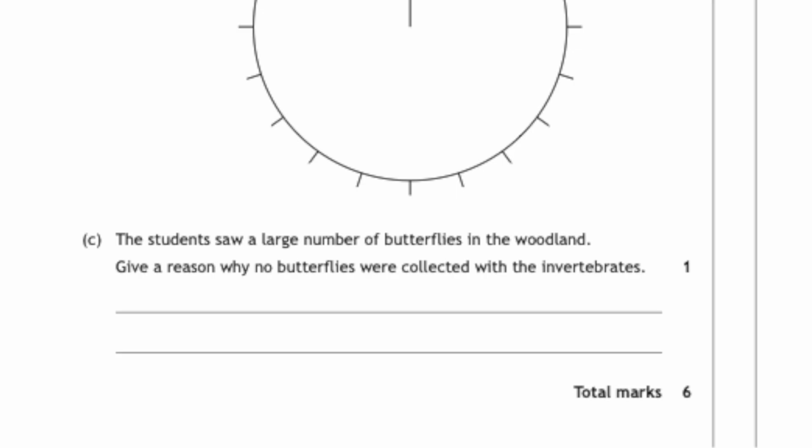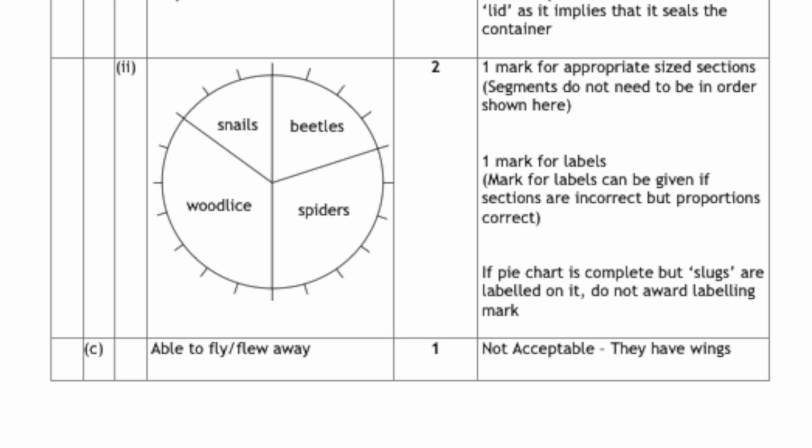Finally, there's one more question in this bit. The students saw a large number of butterflies in the woodland. Give a reason why no butterflies were collected with the other invertebrates. That's just creepy crawlies. Okay, and what they're looking for there is they flew away. Now, they would not accept butterflies have wings. That doesn't tell you why they're not in the tub. That just tells you butterflies have wings. You have to say that the butterflies flew away, and that's why there aren't any in the sample tray. And that was how to answer that question.